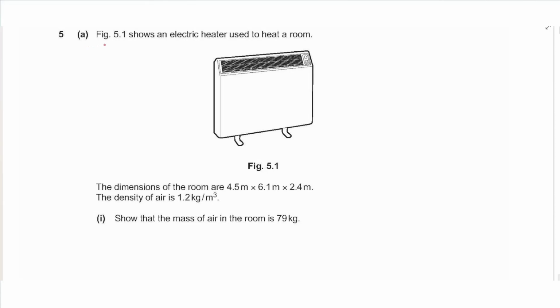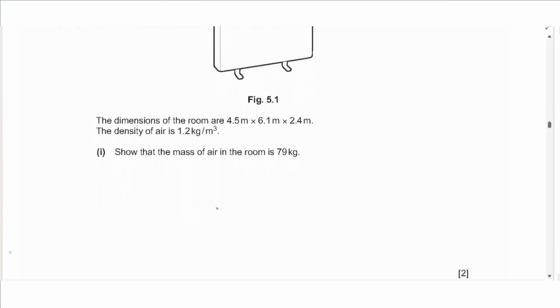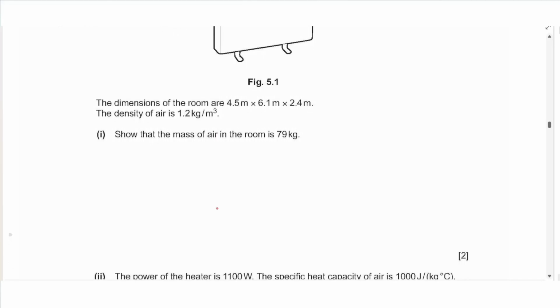Question 5a says figure 5.1 shows an electric heater used to heat a room. The dimensions of the room are 4.5 meters times 6.1 meters times 2.4 meters. The density of the air is 1.2 kilograms per meter cubed. Show that the mass of the air in the room is 79 kilograms.